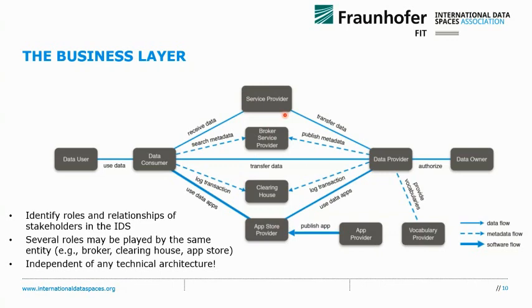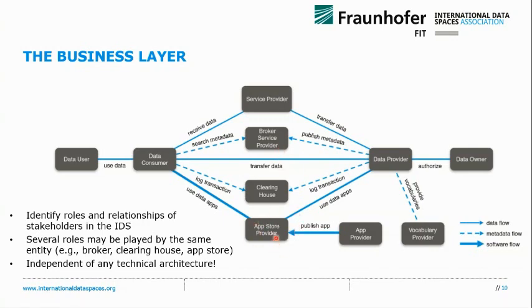And then we have several stakeholders in the middle, and probably the most important one is the broker service provider. The broker service is the central metadata registry where we manage the information about the data sources which are available in the IDS. On the one hand, the data provider will publish metadata about data sources to the broker service. On the other hand, the data consumer will search for metadata at the broker service. That will be one of the key processes which we will see later in more detail, on how this will happen.